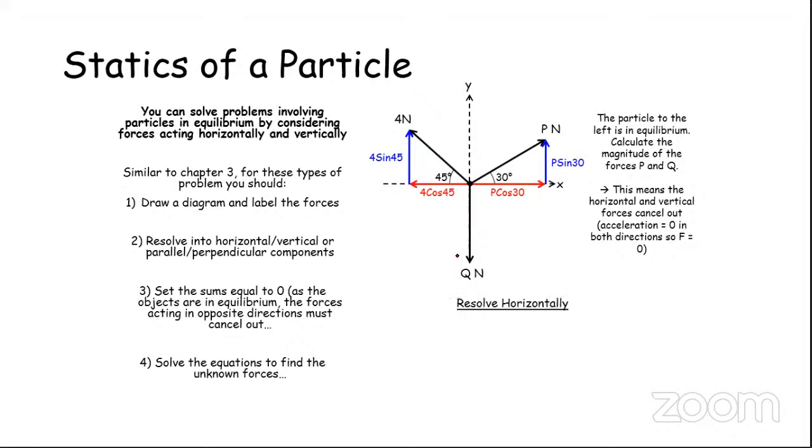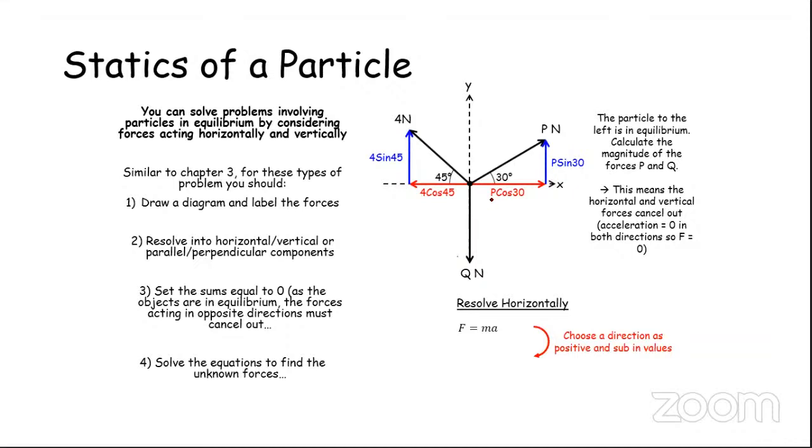Then we begin now resolving. So we begin resolving horizontally. And we are going to use F is equal to ma, which is from Newton's second law of motion. F is the resultant force, m is the mass of the body or particle, and a is the acceleration. And remember here we said our acceleration is equal to 0 because the forces are in equilibrium. So we are going to begin by choosing a direction as positive, and then we substitute in the values.